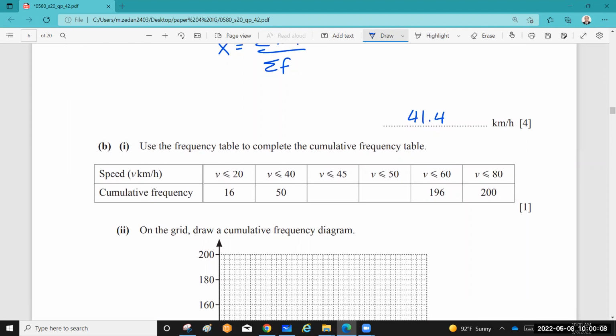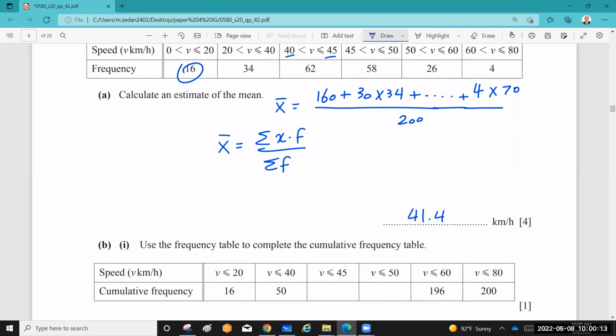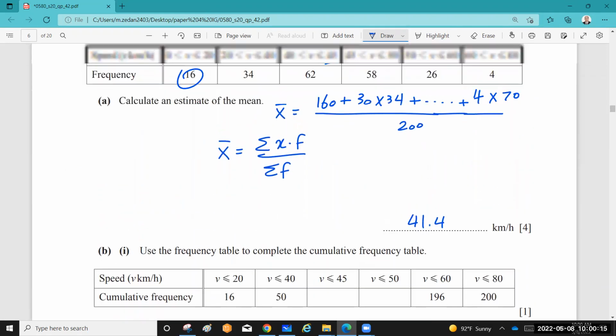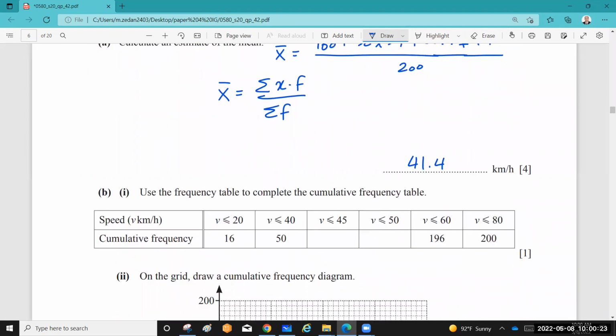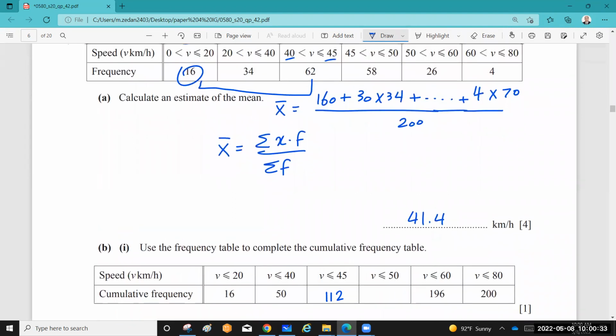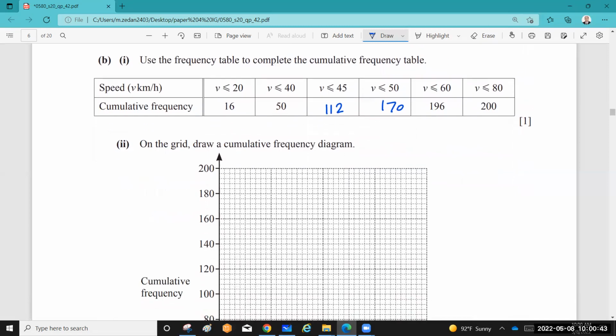The cumulative frequency table you just get by adding 16 plus 34, which is equal to 50, given here. Just add the first 3 numbers, you will get less than 45 is 112. And after that, because this frequency is high, add the first 4 frequencies to get the cumulative of the first 4 sets. You get 170, and the last is already completed for you.